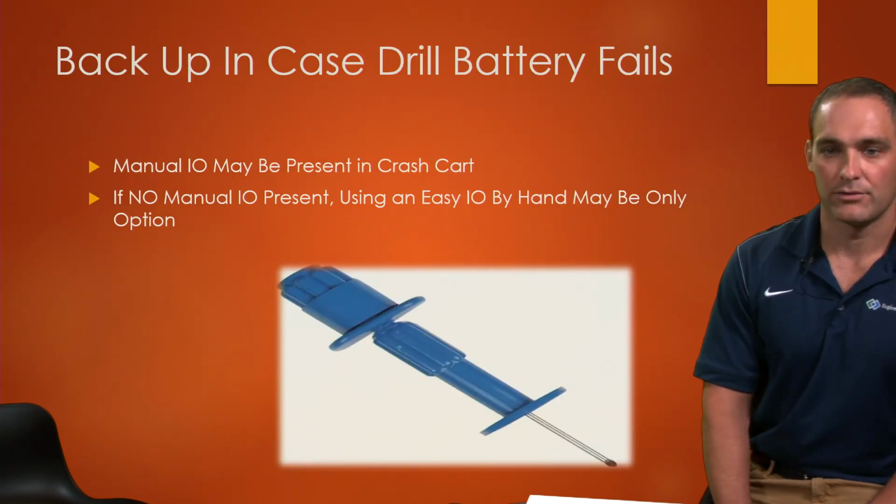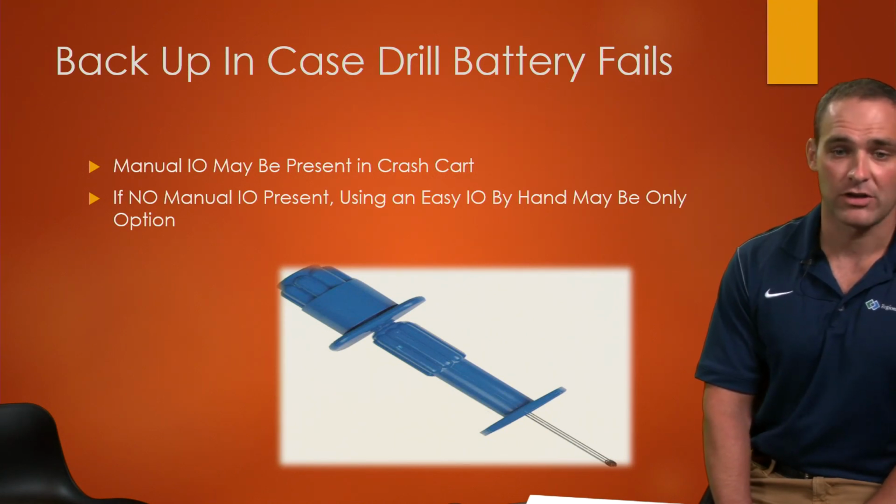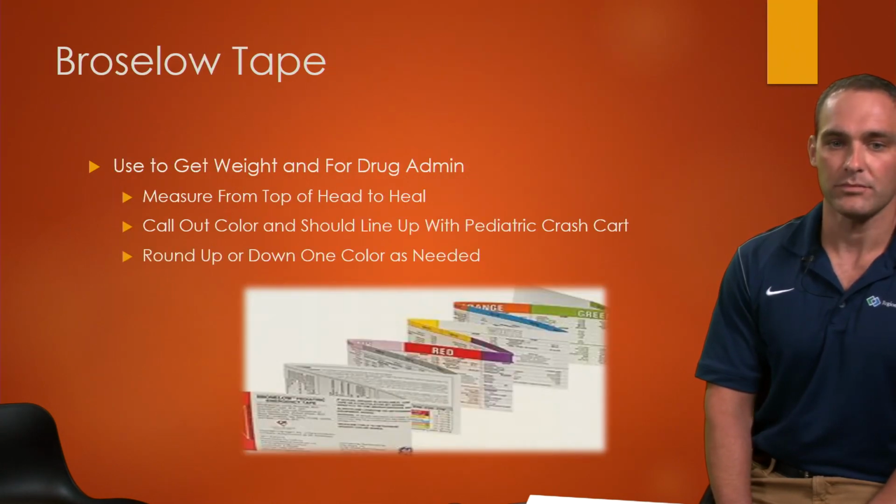What if your EZ-IO drill fails? Worst case scenario, if you don't have a backup device like the one shown, EZ-IO says you can just grab the needle by hand and use it that way. It's not ideal, but if the drill does fail, that is an option you could try. Otherwise, there are the manual devices like the one shown that work very well, so check your crash cart and see what you have available.